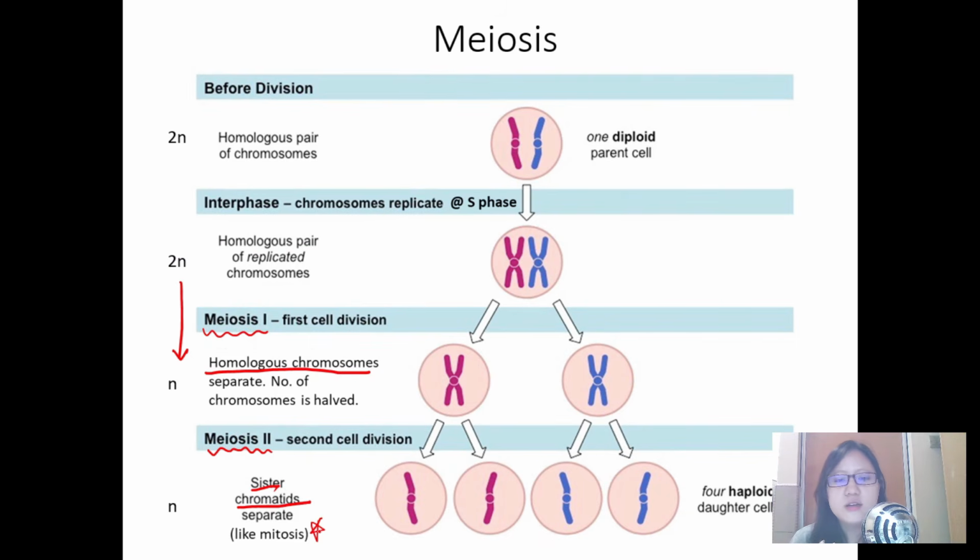Now just a little summary of what I just said. Meiosis 1, very important. Remember that the homologous chromosomes separate first. This results in 2 haploid cells. Okay, but meiosis is not over yet. Meiosis 2, the sister chromatids of each chromosome separate, and this results in 4 haploid daughter cells. At this stage, meiosis is complete.